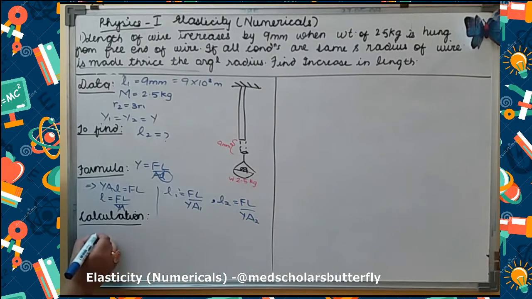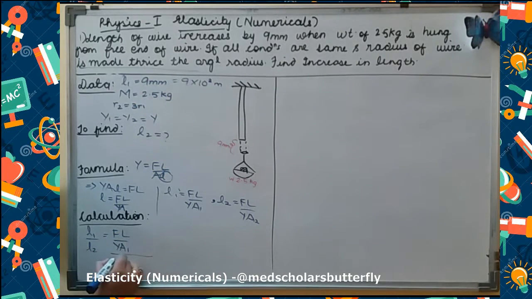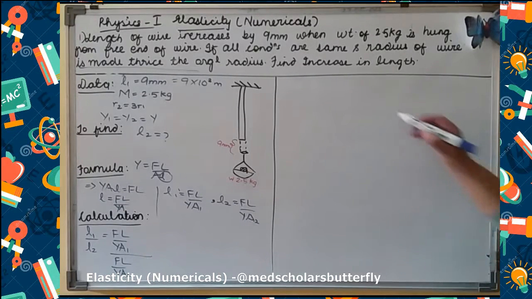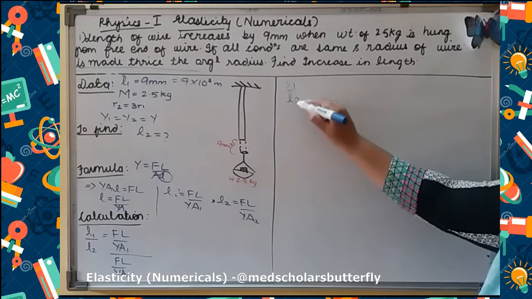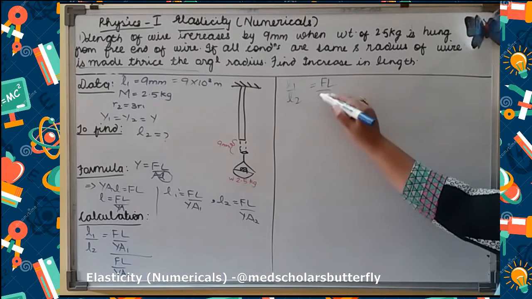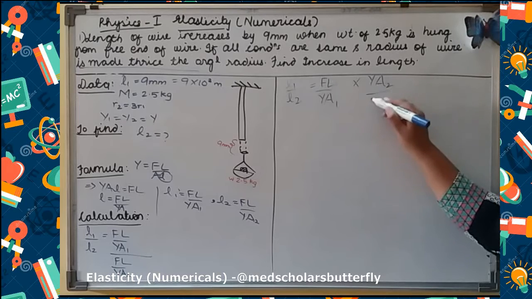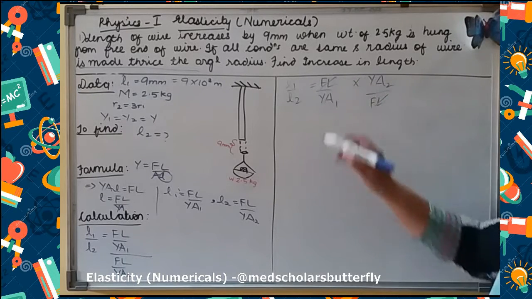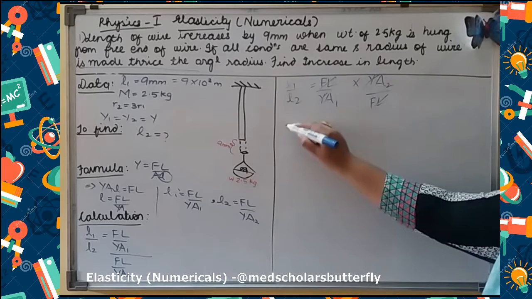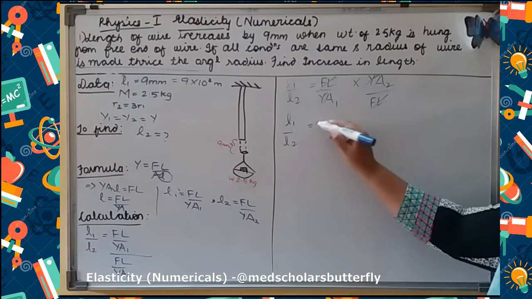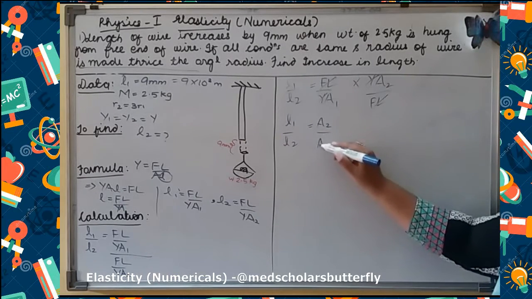Dividing both, we get L1 by L2 is equal to FL upon YA1 divided by FL upon YA2, which we can also write as L1 upon L2 is equal to FL YA2 upon YA1 FL. These both get cancelled, Y and Y get cancelled. So L1 upon L2 is equal to A2 upon A1.